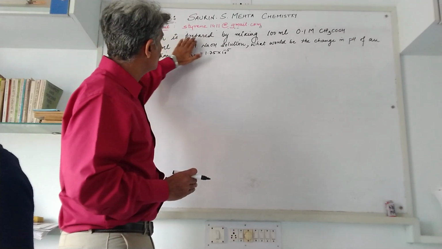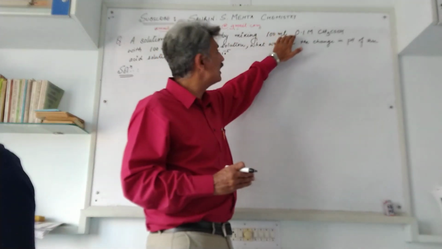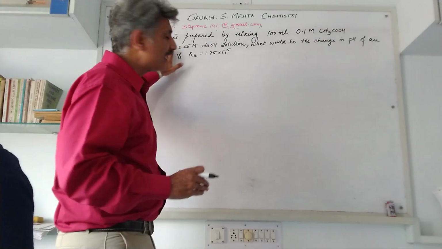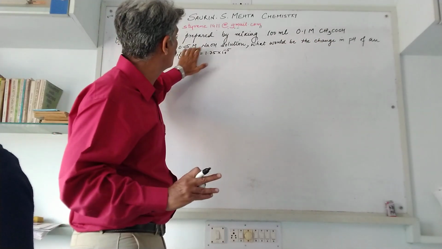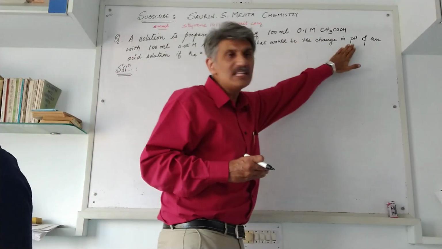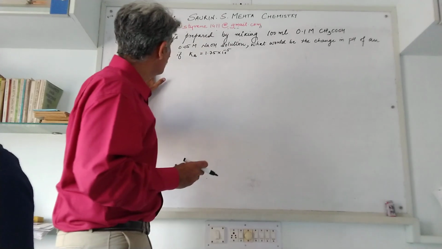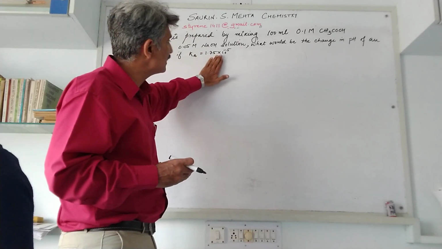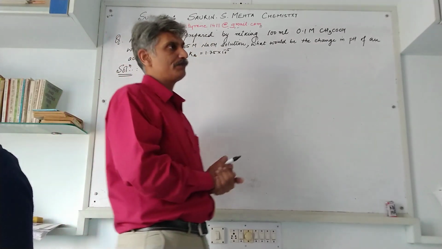It is said that a solution is prepared by mixing 100 ml 0.1 molar acetic acid with 100 ml 0.05 molar NaOH solution. So these two are mixed together. Then what would be the change in pH of an acid solution if its ionization constant value, that is Ka, is 1.75 × 10 raised to minus 5?